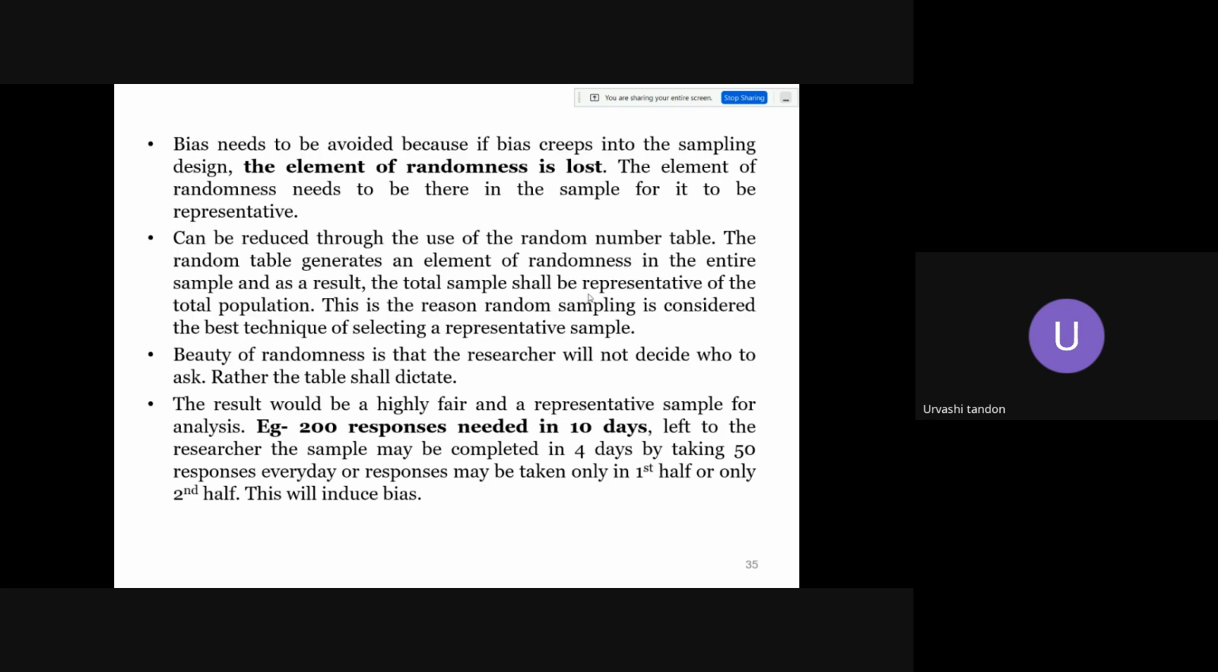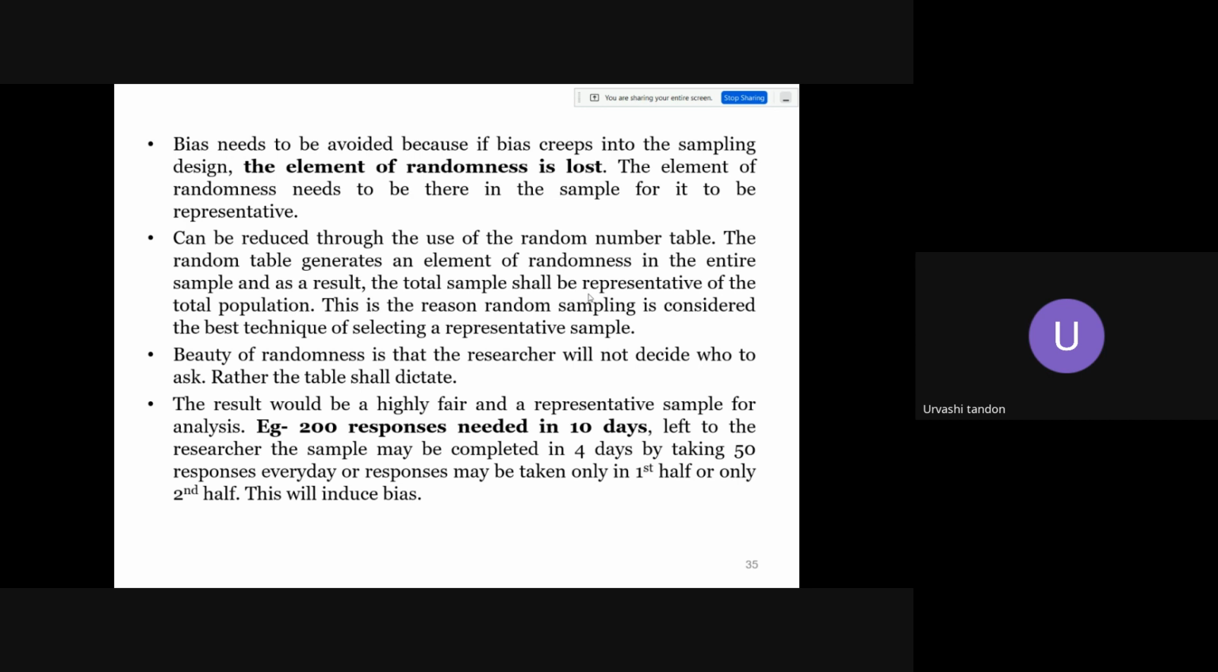But here what is important is that bias needs to be avoided, because if the bias creeps into the sampling design, the randomness is lost, right? I'll give you again a very simple example. Let's say you want to collect 200 responses in 10 days. And you, being a very smart researcher, tend to complete the sample in 4 days by taking 50 responses every day. And again, the responses may be taken only in the first half or only in the second half. They may include bias at times, right?